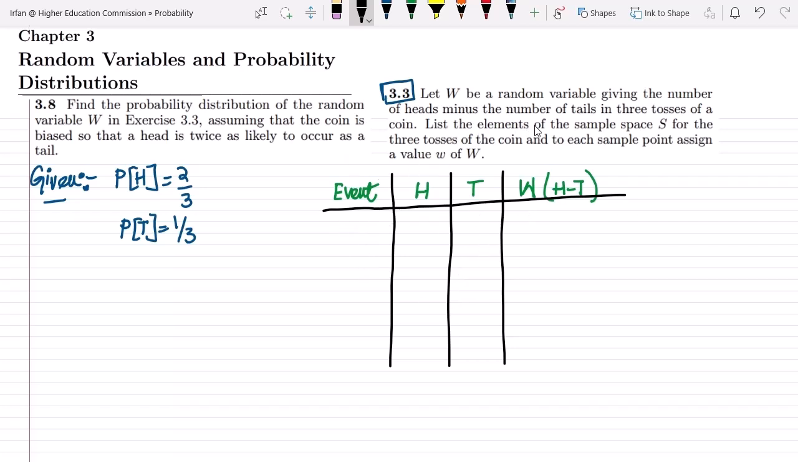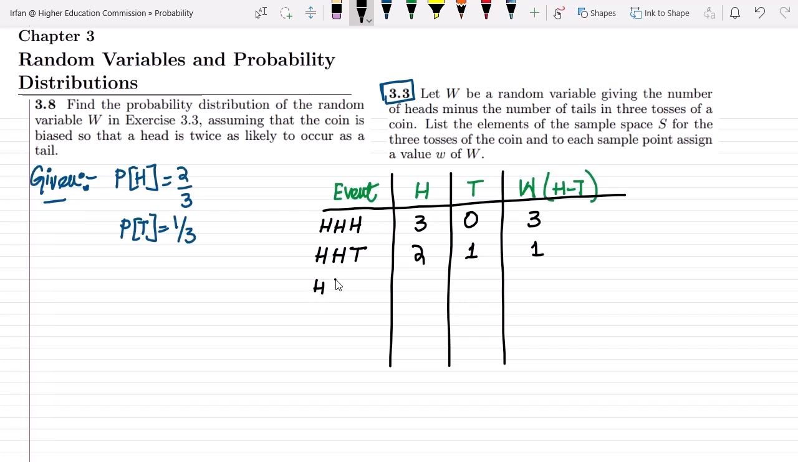I have solved it previously, but let me solve it again. List the elements of the sample space for the three tosses of the coin, and to each sample point assign a value omega of w. What is the first event? Heads, heads, heads. The number of heads is 3, the number of tails is 0, and h minus t, which is w, is 3. Similarly, heads, heads, tail has 2 heads, 1 tail, so 2 minus 1 is 1.